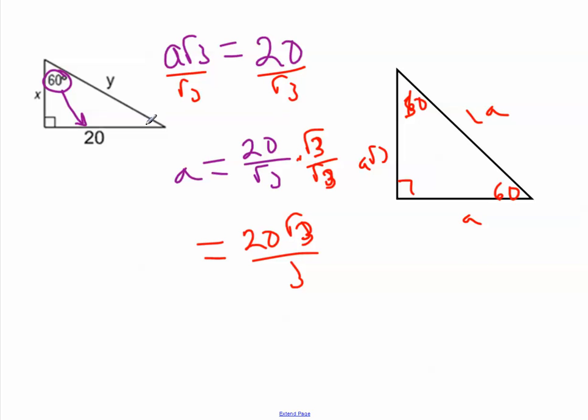That's what goes right here, opposite my 30. So this is nothing more than 20 radical 3 over 3. This is 2 times that. I put in this 20 radical 3 over 3 into a right here, because that's 2 times a. So this y is 40 radical 3 over 3.